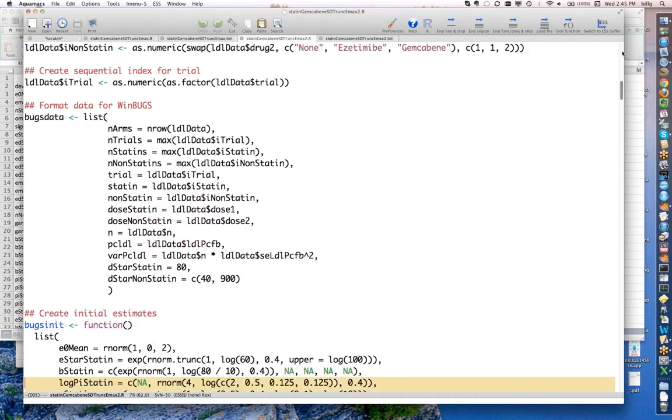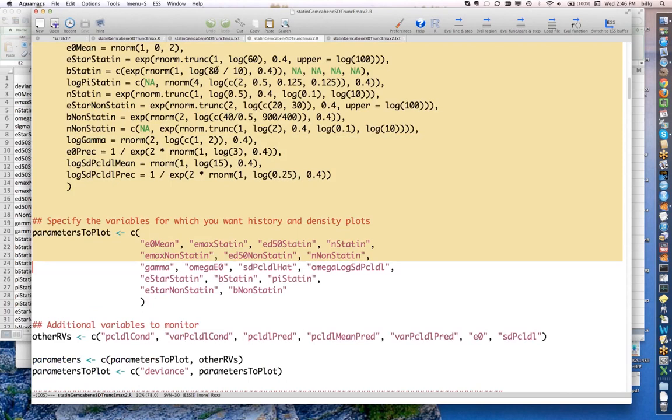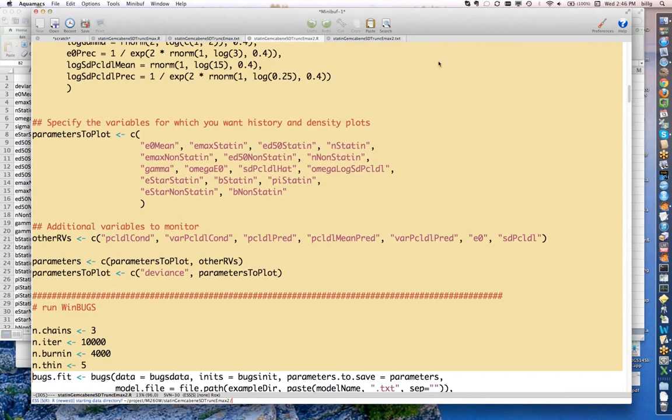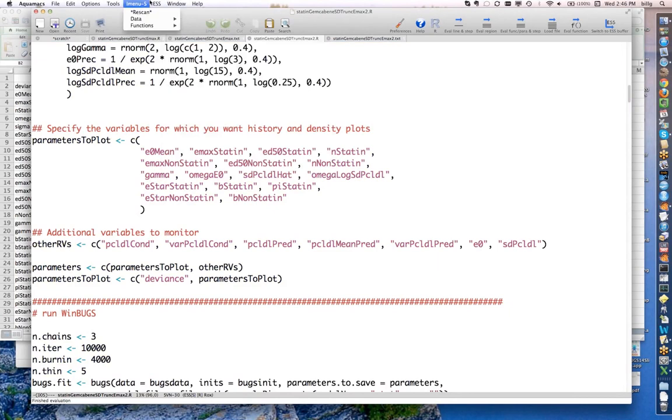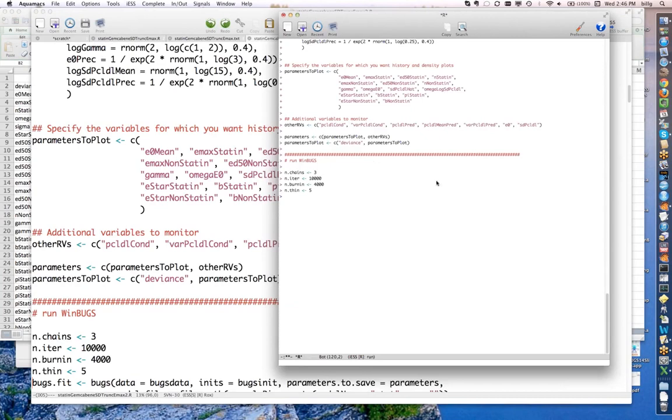Let me show you that. So which one have I got? Okay, this is the model with inter-trial variation and our residual variation component. Let me go ahead and run everything here except for bugs itself, because we didn't want to wait around for that. I didn't open up an R job in here yet, so let's open up our R window and make that a little bigger.